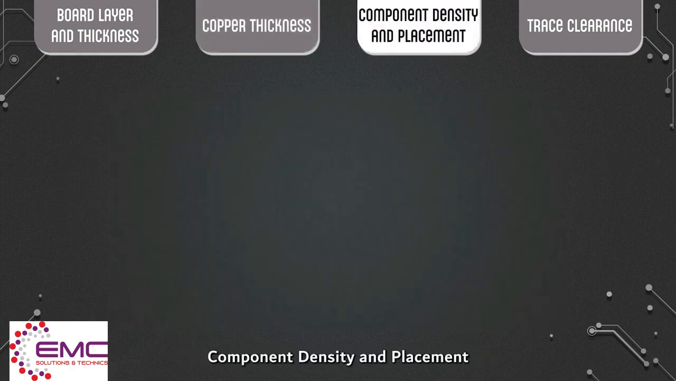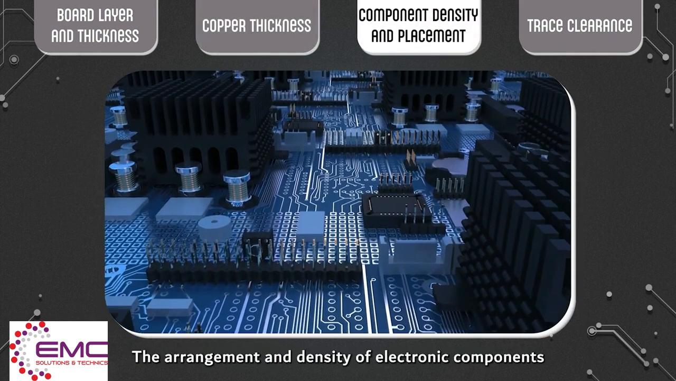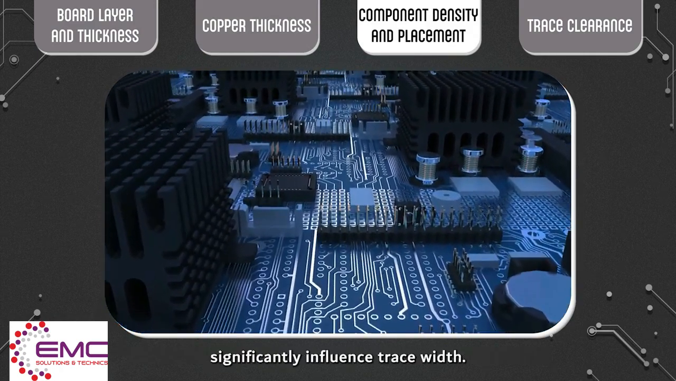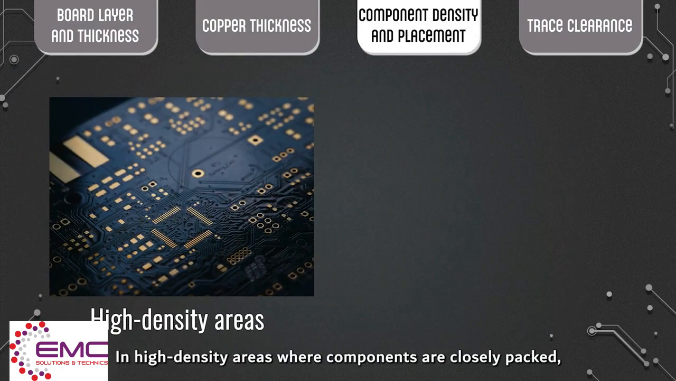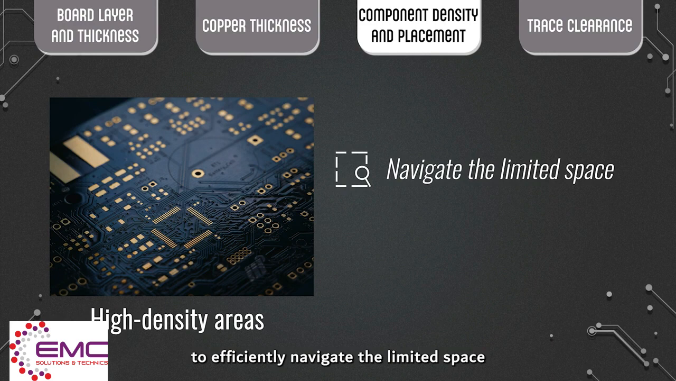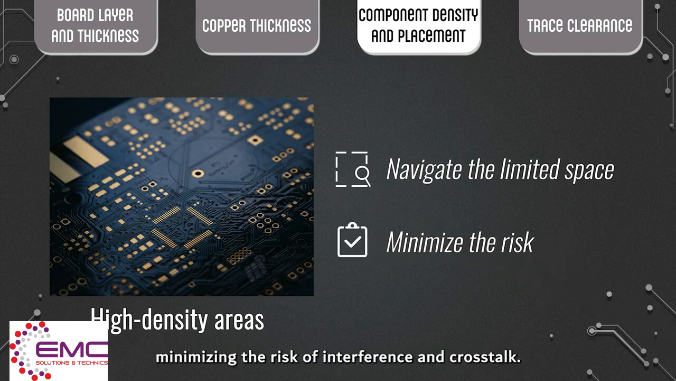Component density and placement. The arrangement and density of electronic components on a printed circuit board significantly influence trace width. In high-density areas where components are closely packed, it is more common to opt for narrower traces to efficiently navigate the limited space and accommodate the proximity of components, minimizing the risk of interference and crosstalk.